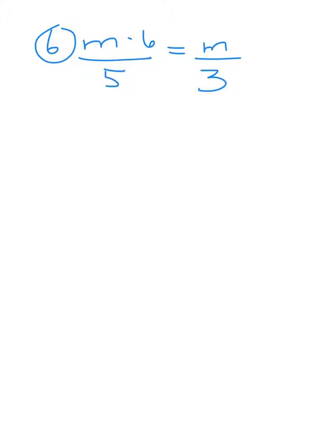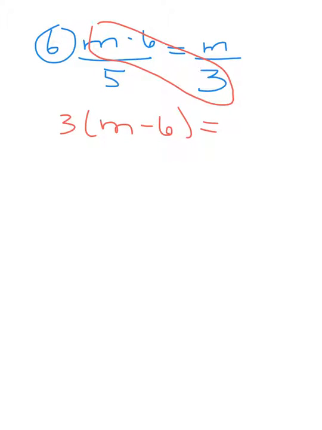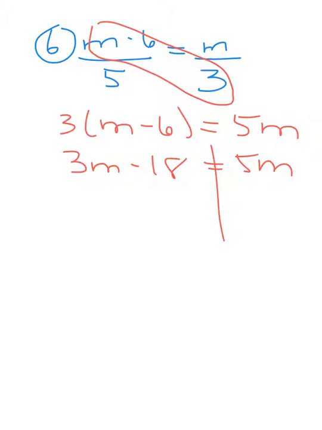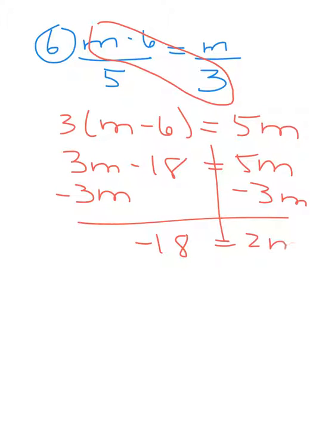Number 6 is a similar problem, so I'm going to take a numerator from one fraction, and I'm going to multiply that by the denominator of the other fraction, so I have 3 times the quantity of m minus 6 is equal to 5 times m, which is 5m. Again, I'll distribute, so I have 3m minus 18 is equal to 5m. There's my wall. I already have 5m on the right-hand side, so I'm going to bring all my m's to that side, my variable. So I'm left with negative 18 is equal to 2m, so m is equal to negative 9.